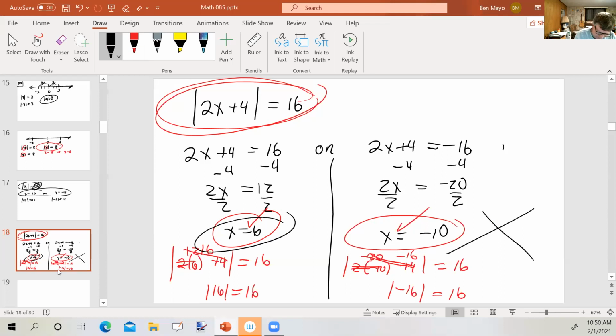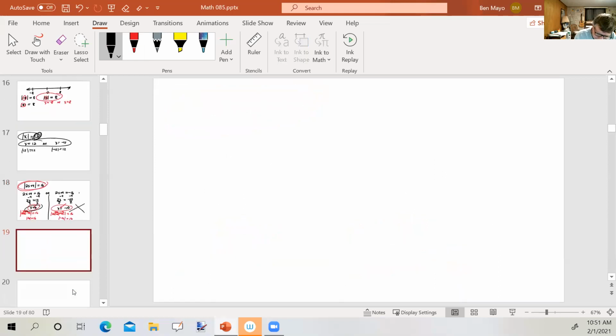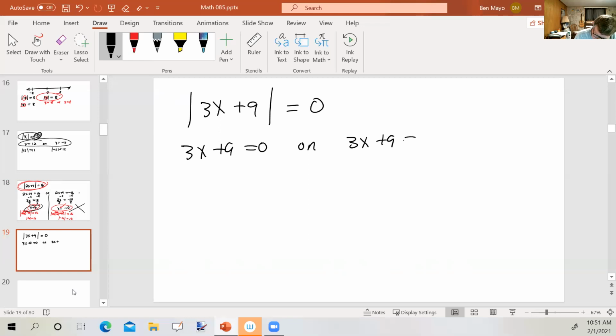Okay. All right. Now, let's take this for instance. The absolute value of 3x plus 9 equals 0. So that means what's inside has to equal 0, or what's inside equals the opposite of 0. But what is the opposite of 0? There is none. It's just 0. So basically, these are the same equation. So in this case, you'd only get one solution.